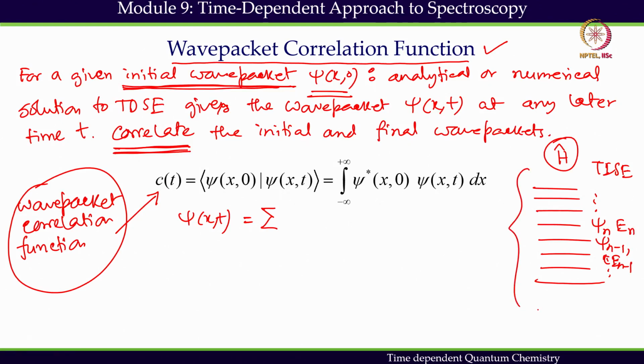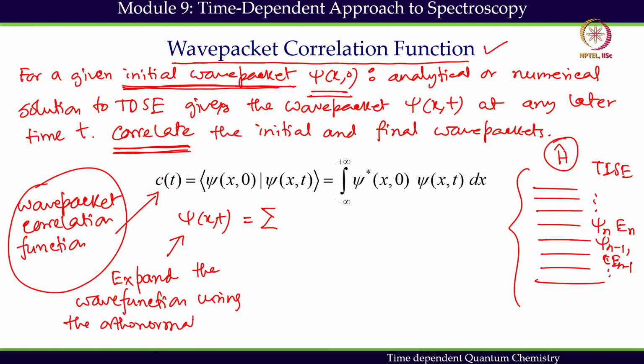This is a stationary eigenstate. So, basically what we are going to do is expand the wave function using the orthonormal stationary eigenstates, they are all stationary because TISE gives me stationary states, of the quantum system. So, that is the way we are going to expand.